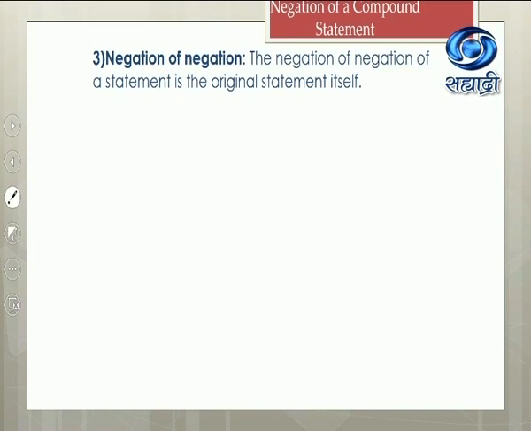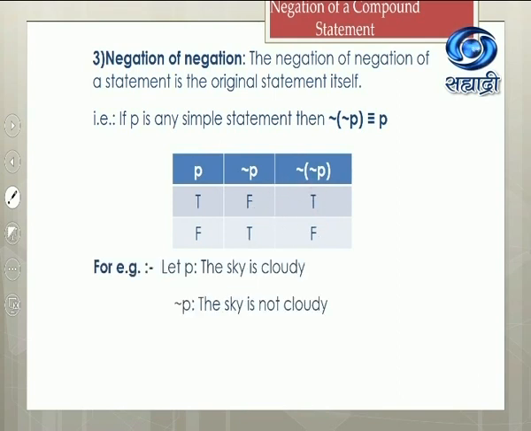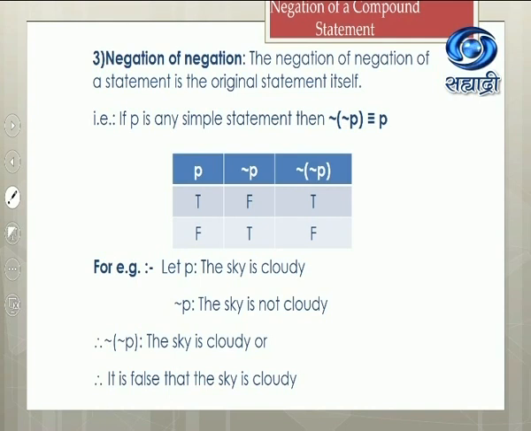Next, negation of negation. The negation of negation is the original statement itself. Minus of minus 6 is nothing but plus 6. So same thing in the statement also, negative of negative becomes positive. If P is any simple statement, then negation of negation P is P. Here true, negation of P is false, negation of false is true, and then again false will become true, true will become false. The sky is cloudy, so negation P will be the sky is not cloudy. Negation of negation P will be the sky is cloudy, or it is false that the sky is not cloudy. Again we get the P statement.